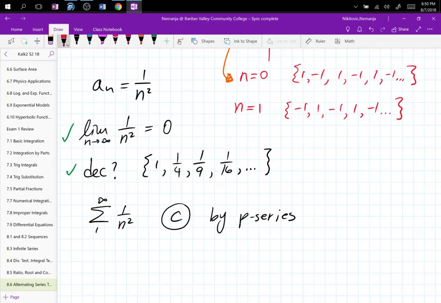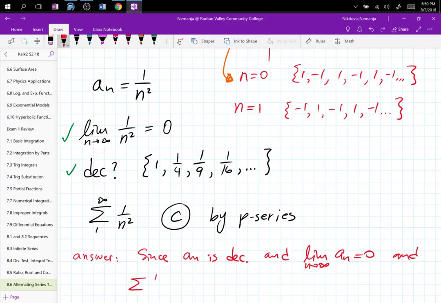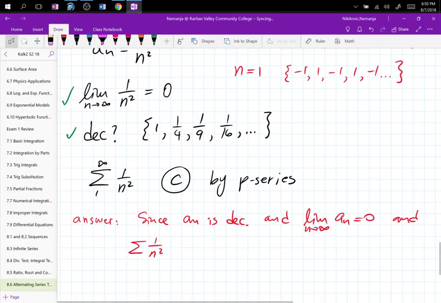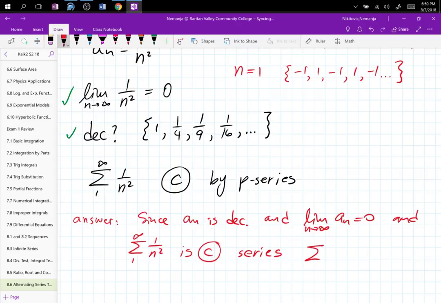It's absolute convergence. So the answer: since a_n is decreasing, the limit as n goes to infinity of a_n equals 0, and the summation of 1 over n squared, or a_n from 1 to infinity, is a convergent series, the summation of cosine n pi over n squared absolutely converges. That's the answer.